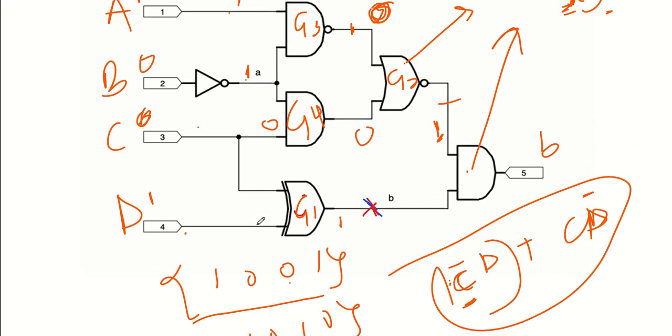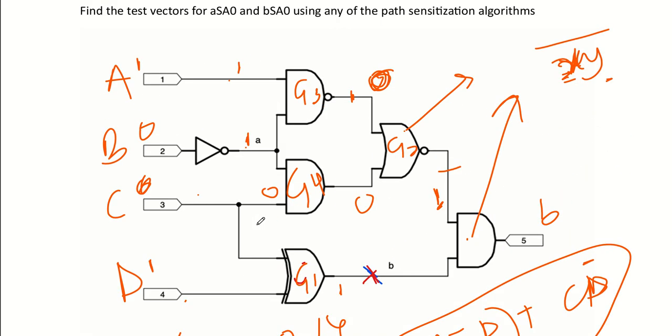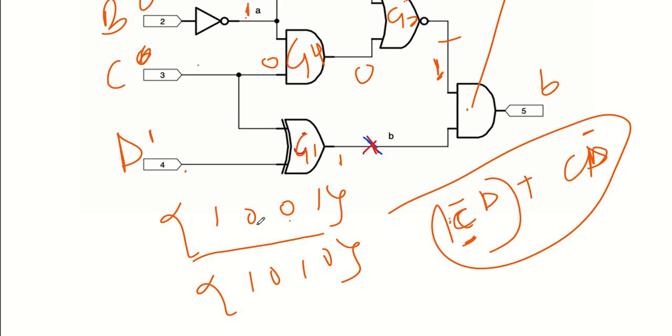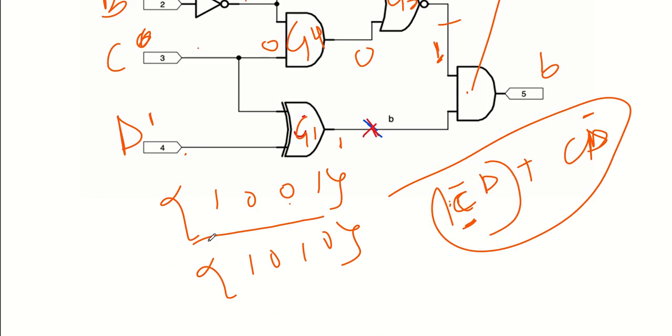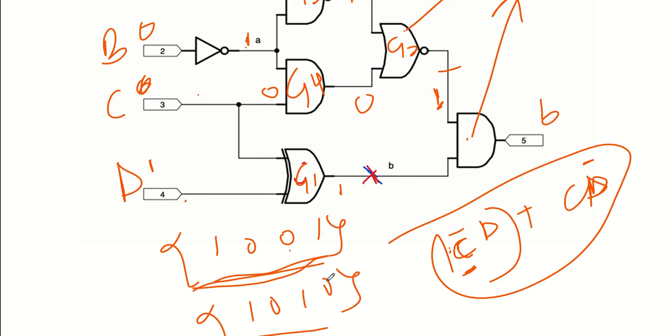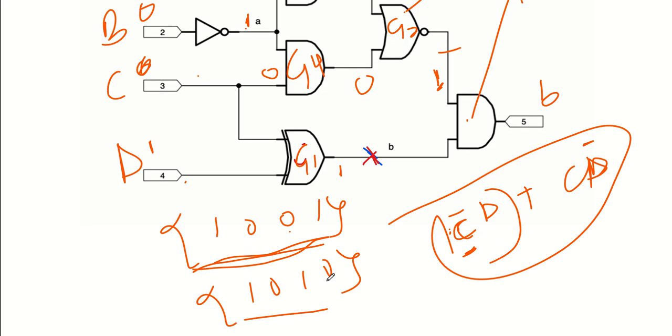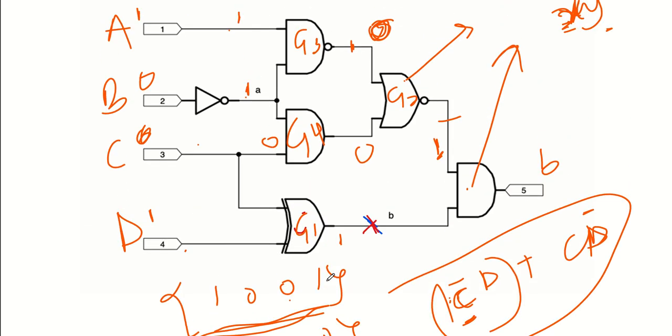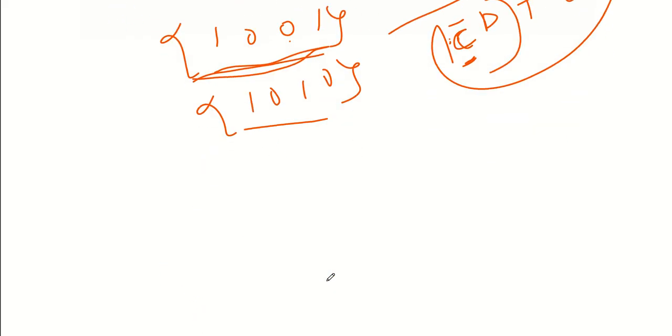So it's very necessary to ensure that your test vectors are unique. So make sure that this one is the one testing for B, and probably this one tests for A. Yeah, let's try the Boolean difference method to see if we get a different answer, or at least let's verify our answer.